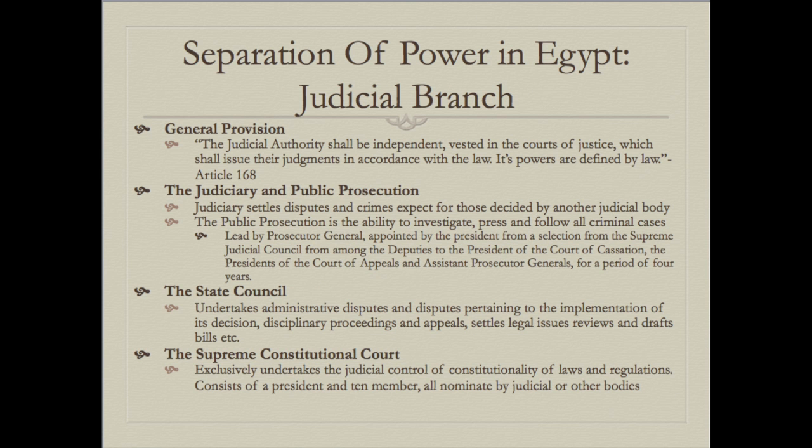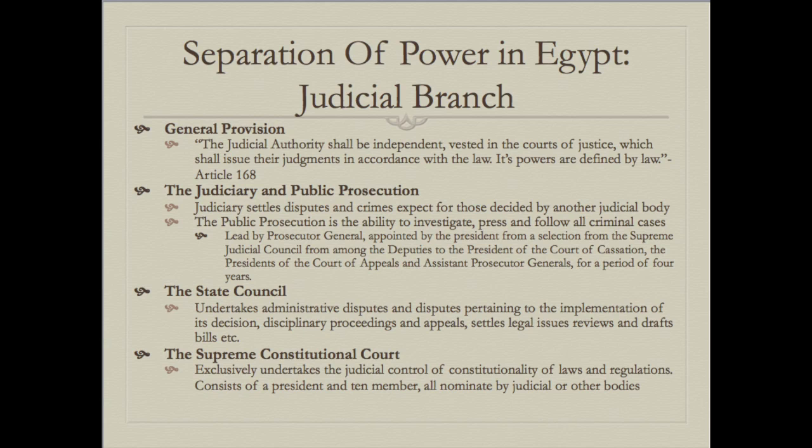In Egypt, the judicial branch is extremely independent and much more independent than the judicial branch ever was in America. But the judicial branch is much more powerful in America. The judicial authority shall be independent, vested in the courts of justice, which shall issue their judgment in accordance with the law. Its powers are defined by law. Article 168. Egypt. The judiciary and public prosecution.